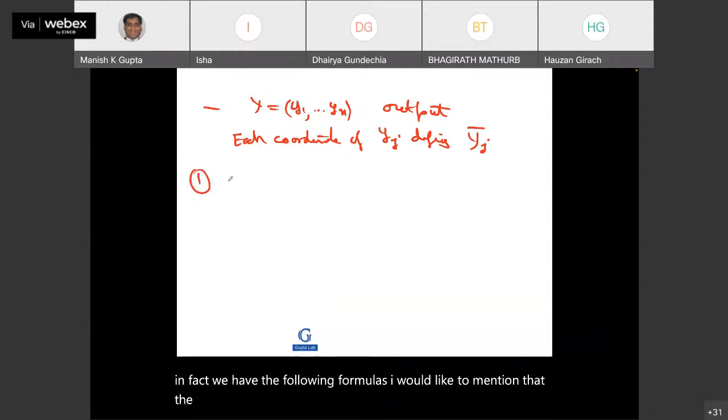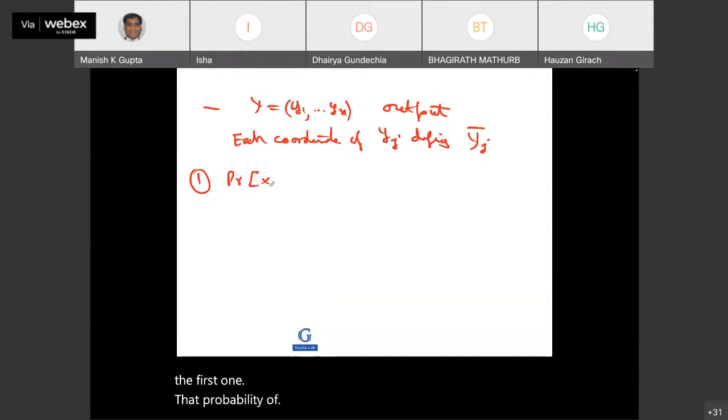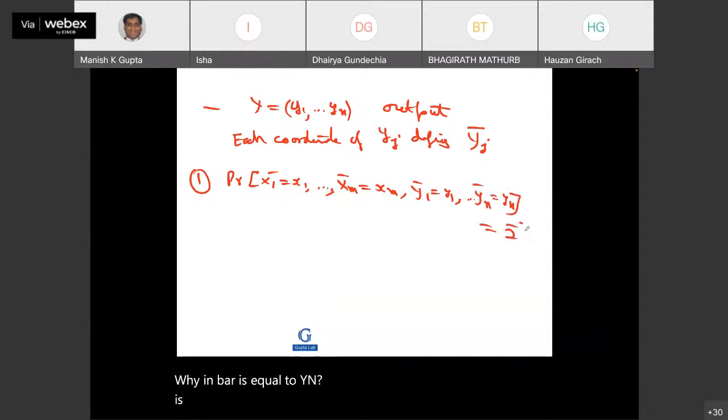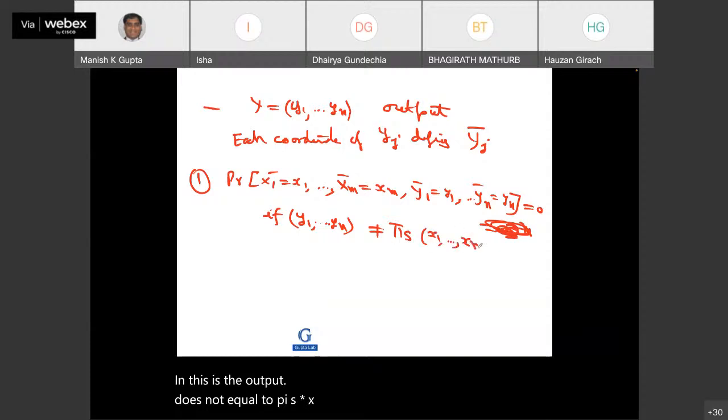The first one: the probability that x1 bar is equal to x1, ..., xm bar is equal to xm, y1 bar is equal to y1, ..., yn bar is equal to yn is 0 if y1, ..., yn, this is the output, does not equal pi s of (x1, ..., xm). This is the first property.